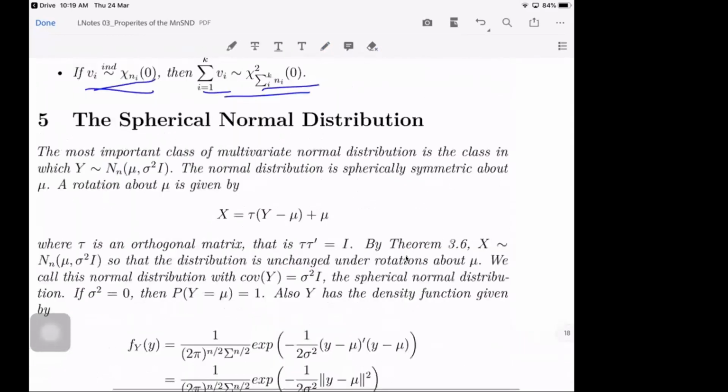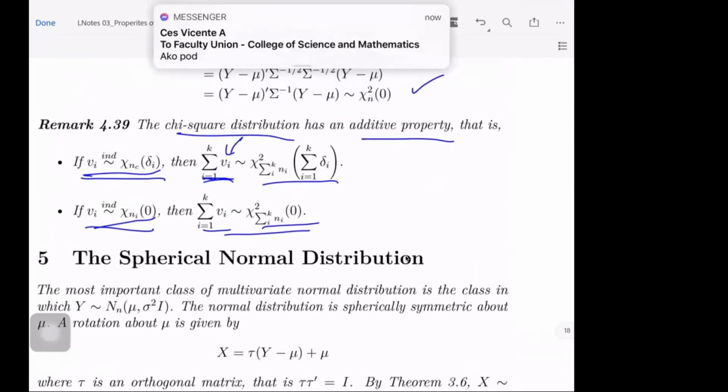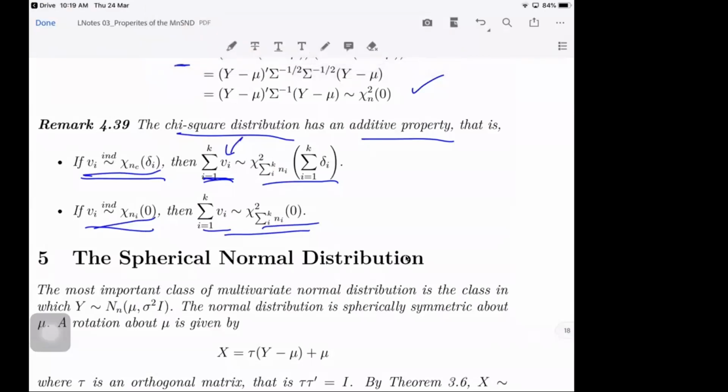And then, we will continue on the spherical normal distribution next meeting. Do you have questions?